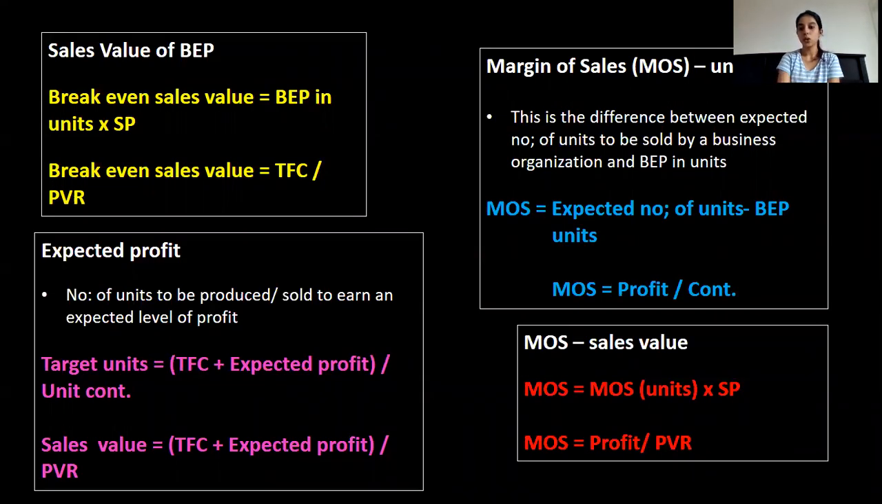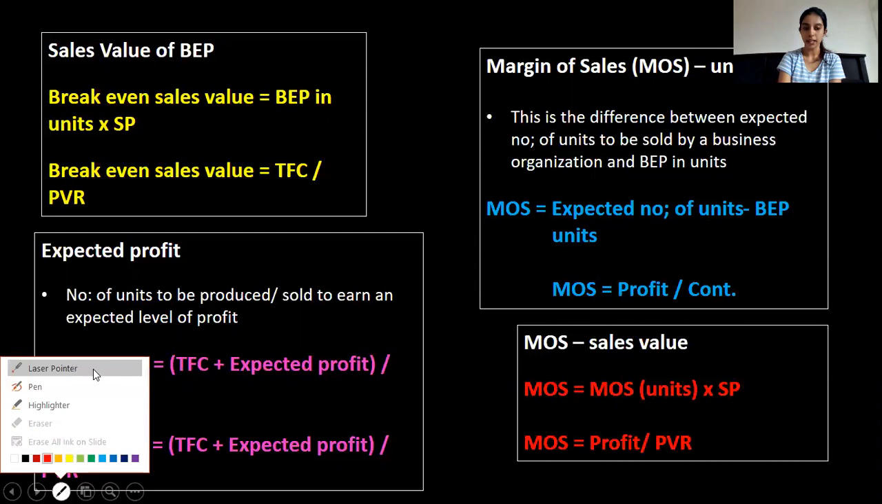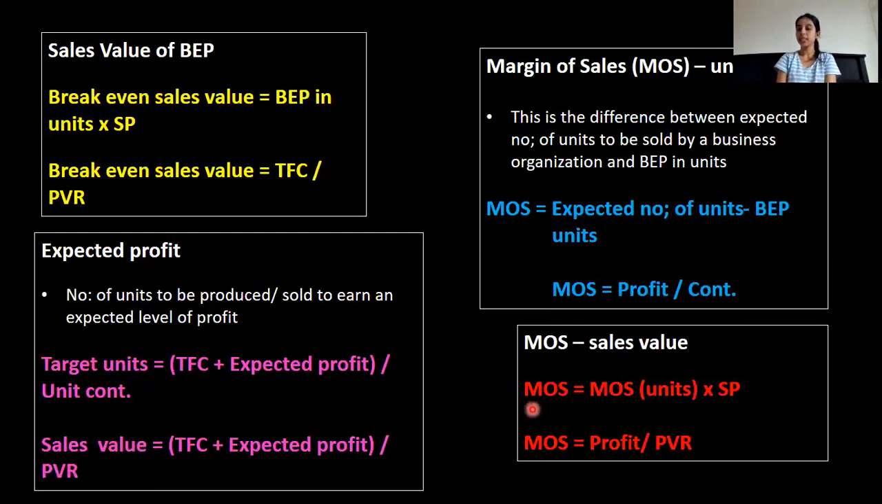So how do we calculate this margin of safety? Expected number of units minus break-even point units. So that gives the margin of safety in units. Another equation is profit divided by contribution. And how do we calculate the sales value of this? Margin of safety units into selling price, or profit divided by PVR ratio.